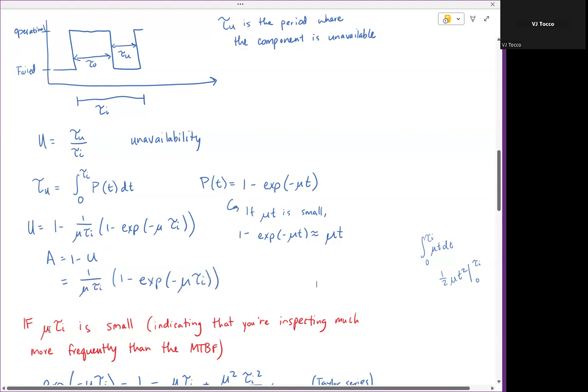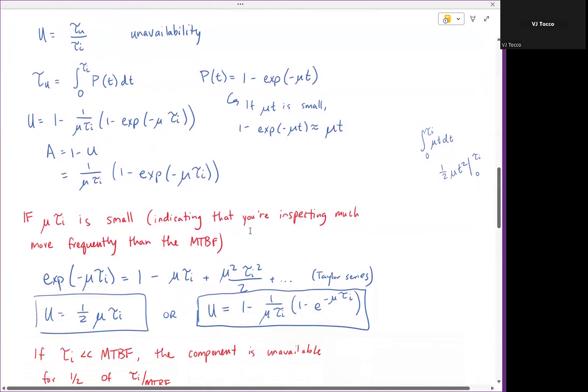If mu times tau I is small, and what this means is that if you inspect with much more frequency than the mean time between failures, which you might say is a good thing to do, right? If your mean time between failures is 5 years and you are inspecting every 1 year, that's a pretty good safety practice. Of course, you can't overdo it, right? You don't want to inspect something that's going to fail every 5 years, every week or something like that, because there's not enough time to pay your operators or your inspection people to do that frequently.